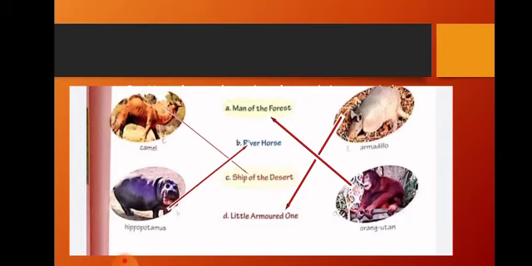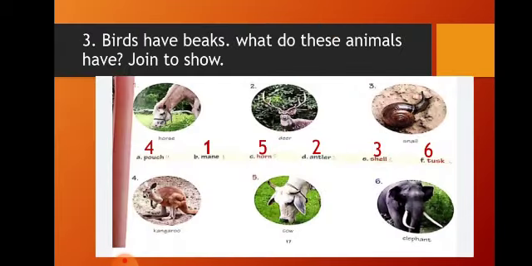So here with the help of this picture, you can all know the special names of the animals given here. Match it properly with scale and pencil. Match it neatly as I have done on the screen. Now question number 3. We all know that birds have beaks, but what do these animals have?